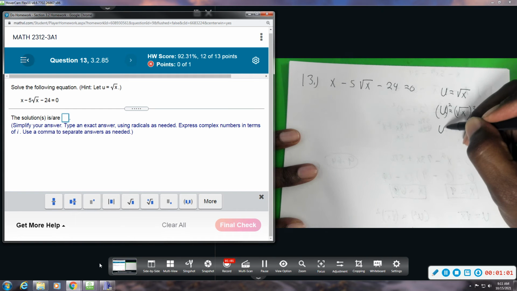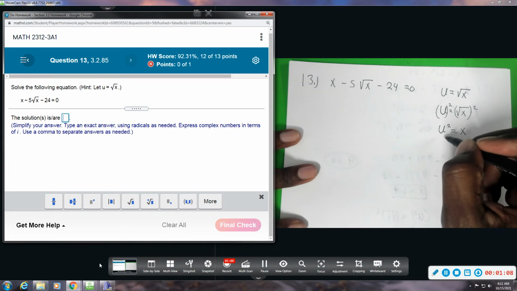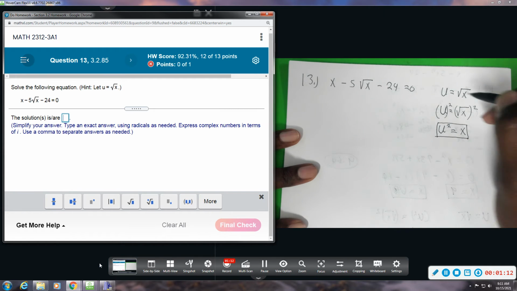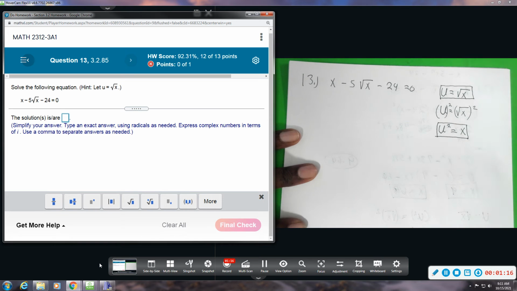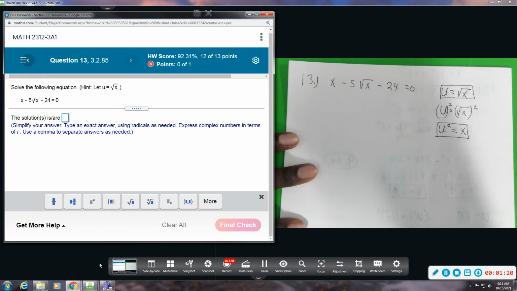This would become u squared, and then this would just get rid of the square root and leave it with x. So there's actually two things. They just give you a hint, but there's two things you have to substitute in. You have to let u equal the square root of x, and then you also have to let u squared equal x.